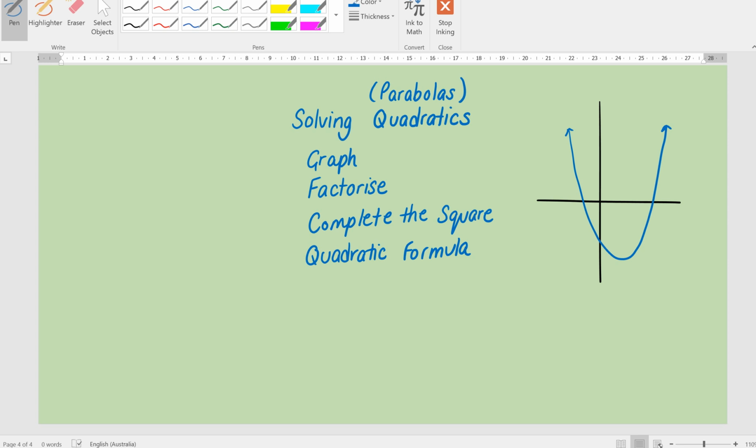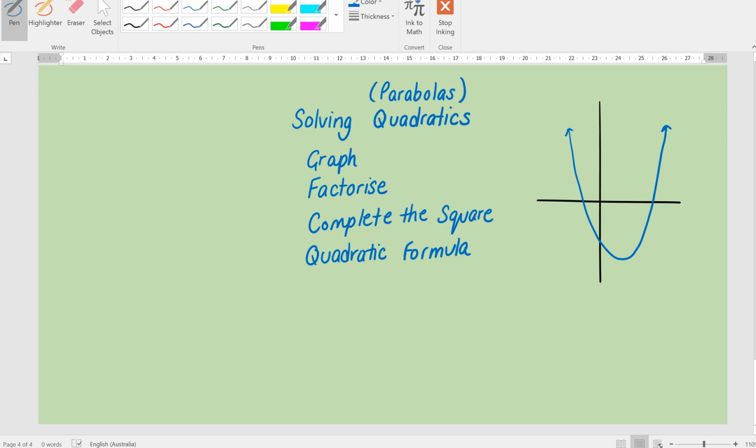Solving quadratics is a really important skill to have under our belts. There are several different ways that you can solve it. So one is to graph. You can do it by hand. You can use your graphics calculator and solve it that way. You can factorize, complete the square or use the quadratic formula.